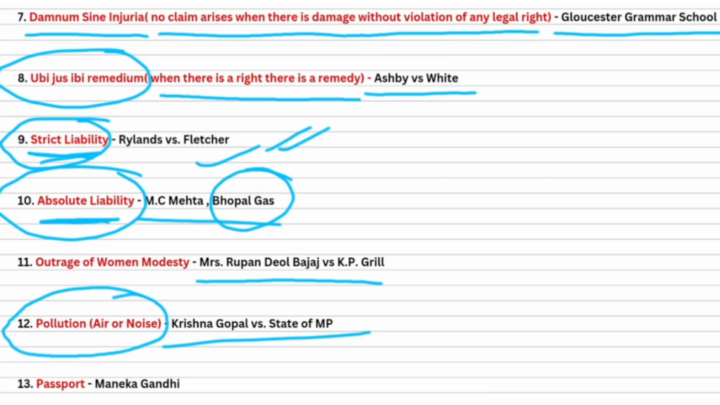Next, we have the case of Maneka Gandhi, which is related to passport. This case expanded the scope of Article 21 by ruling that the right to personal liberty includes the right of traveling abroad, and any restriction on it must be reasonable, just, and follow due process of law.